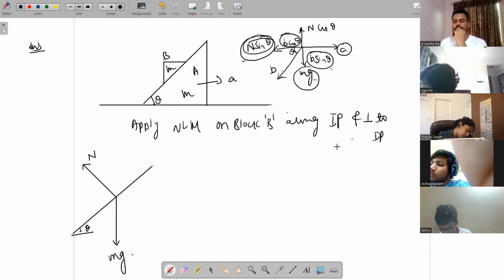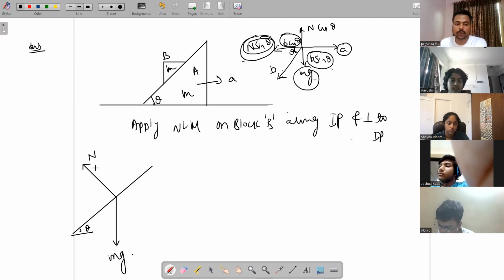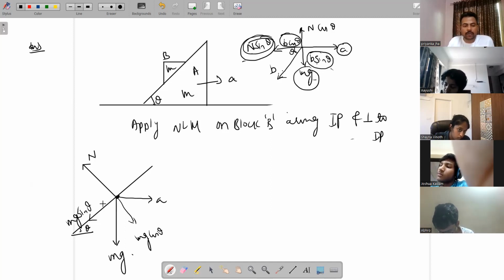Done. See, here you have to apply Newton's law of motion along the inclined plane and plane perpendicular to inclined plane. So you have to break all the forces along the inclined plane and perpendicular to this. So there is no need to break this normal because this is perpendicular to inclined plane. So you have to break this mg. So there will be mg sin theta, and this will be mg cos theta. Now see, this block will have two acceleration. One because of wedge, that is A, and one with respect to wedge, that is B.